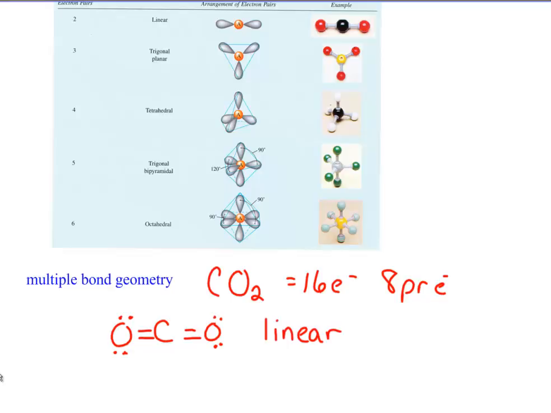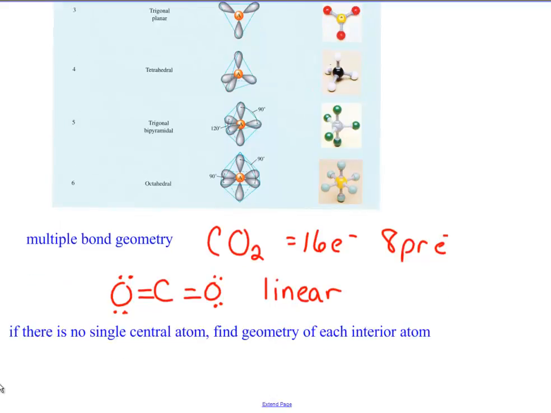So when I'm determining the VSEPR molecular geometry and I'm dealing with multiple bonds, there are a couple of things that I need to keep in mind. Double bonds I treat as a single bond. So I have 1 bond between the carbon and the left oxygen, 1 bond between the carbon and the right oxygen if I treat the double bonds as a bond. And if I go back and look at my chart, when I have 2 bonds, then I have a linear geometry. So how do I deal with the geometry if there's no central atom?